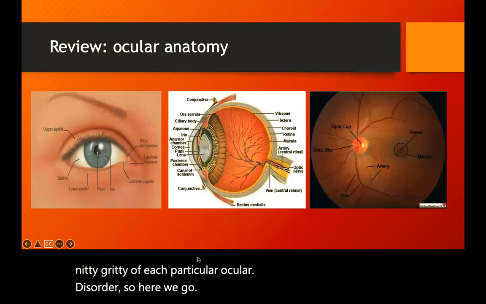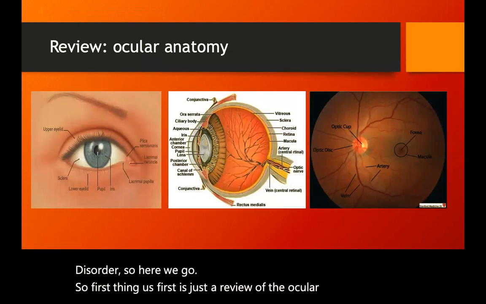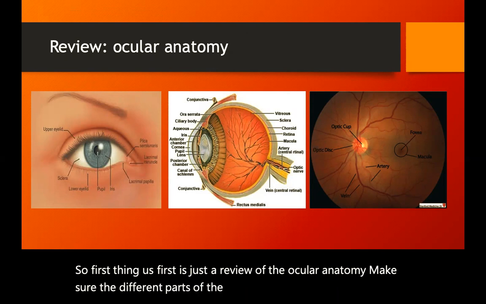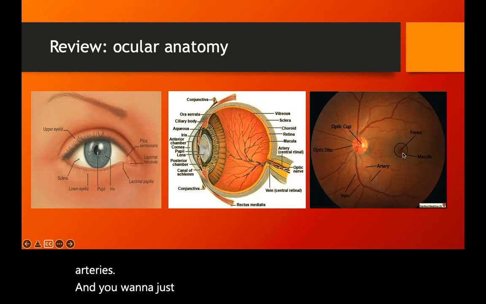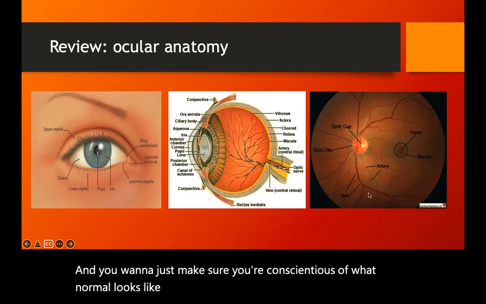So first things first is just a review of the ocular anatomy. Make sure you know the different parts of the eye, especially when you're looking with the light over here at your optic cup, your optic disc, your arteries. And you want to just make sure you're conscientious of what normal looks like versus abnormal, okay?